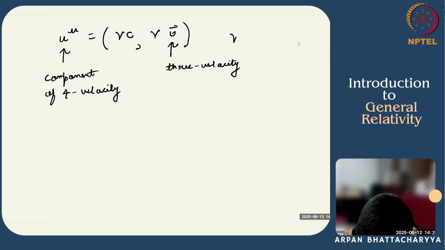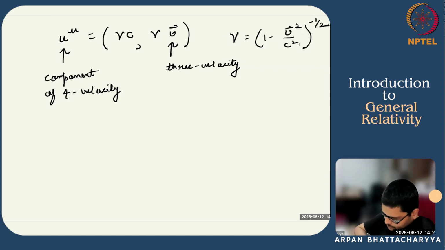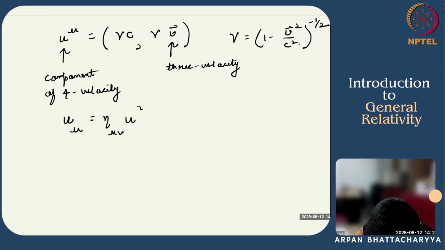And gamma, let's write it once more, 1 minus v square by c square, that is the Lorentz factor. Now you can define the corresponding one-form by using the lowering of index technique with the help of the Minkowski metric, which is eta mu nu, and you will get the following.